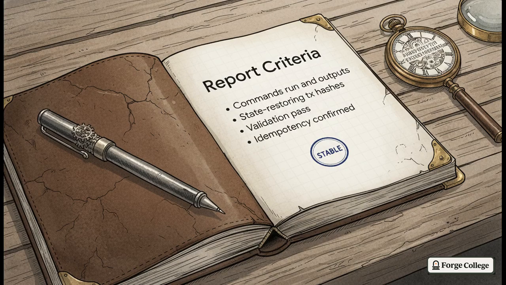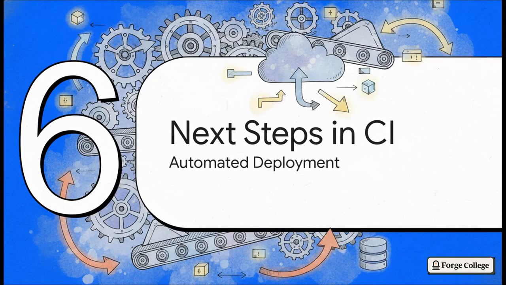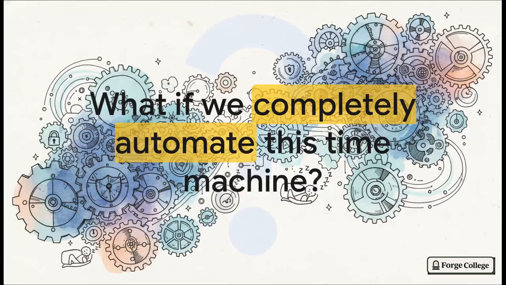In the various courses and learning materials at Forge College, we heavily emphasize this kind of root cause documentation. It really is what separates the amateurs from the pros. Finally, Section 6, Next Steps in CI. So where exactly does this manual rollback script fit into the bigger picture of your workflow? Well, that leads us to a very exciting question.